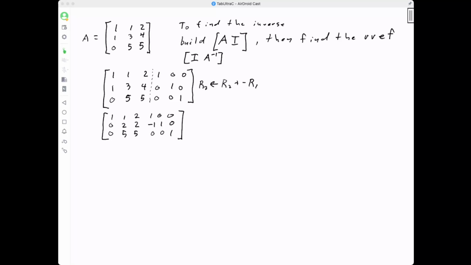So I'm going to scale row 2 by 1/2 to get 1, 1, 2, 1, 0, 0, 0, 1, 1, negative 1/2, 1/2, 0, 0, 5, 5, 0, 0, 1. And I'm going to replace row 3 with row 3 plus negative 5 times row 2.